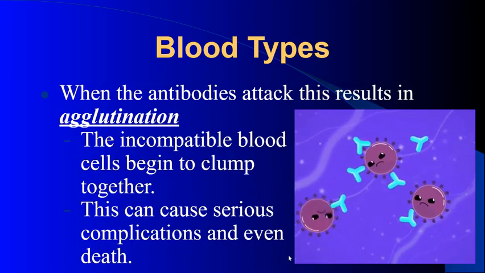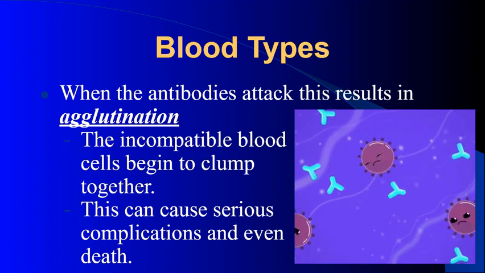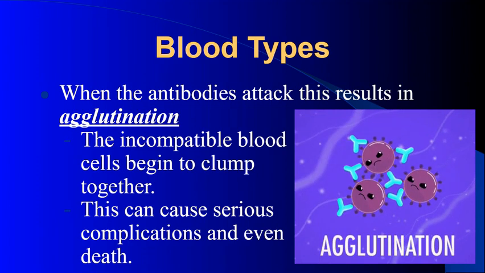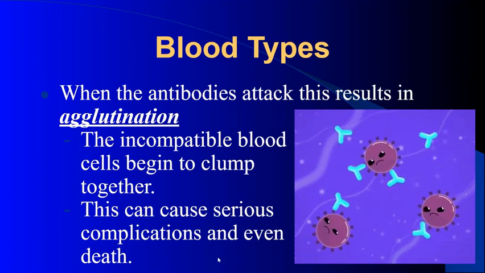When the antibodies attack, this results in agglutination. The incompatible blood cells begin to clump together. This can cause serious complications and even death.